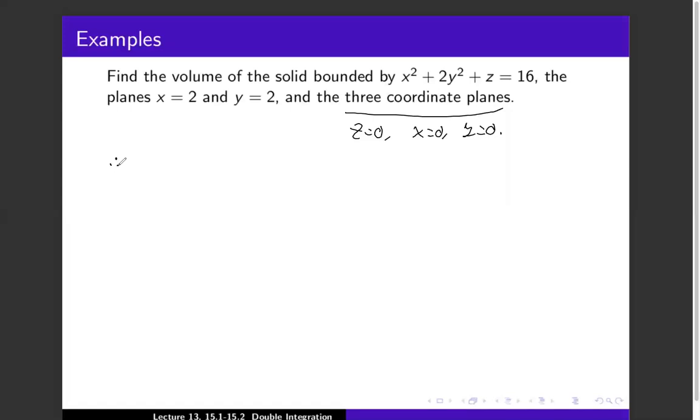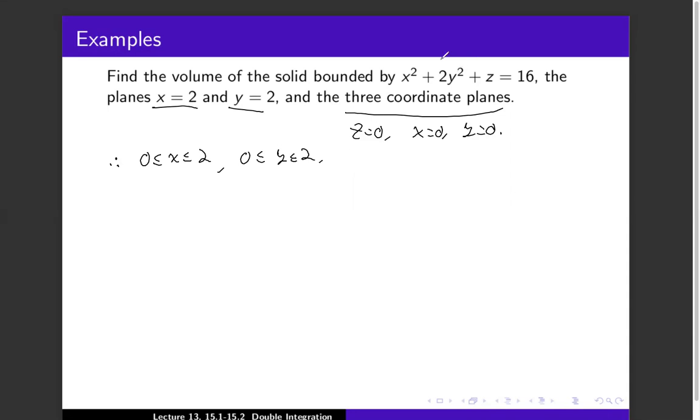Now, what that actually means is we're working with x between 0 and 2 because it's bounded by this plane x equals 2. And y is the same way. y is also going to be bounded between 0 and 2. And what about z?